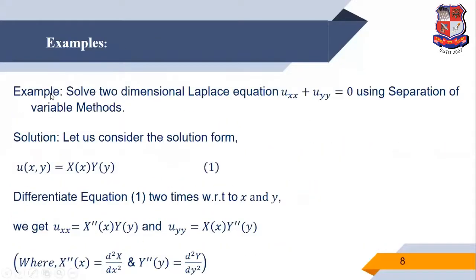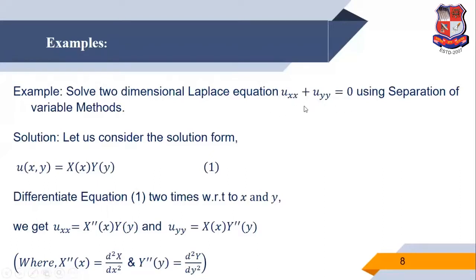Now we solve another example. In the previous example we solved a first order PDE, and this one is a second order PDE. So the example is: solve the two-dimensional Laplace equation uxx plus uyy is equal to 0 using the separation of variables method. The procedure is similar, slightly changed, but initially the steps are similar.